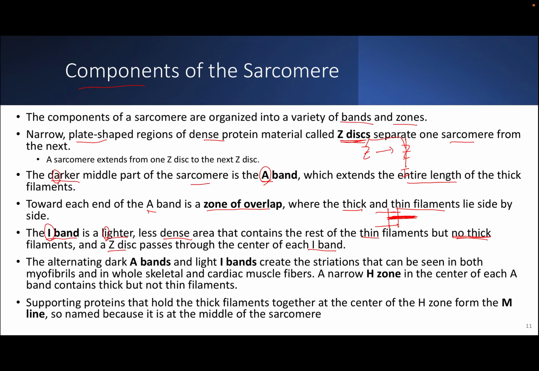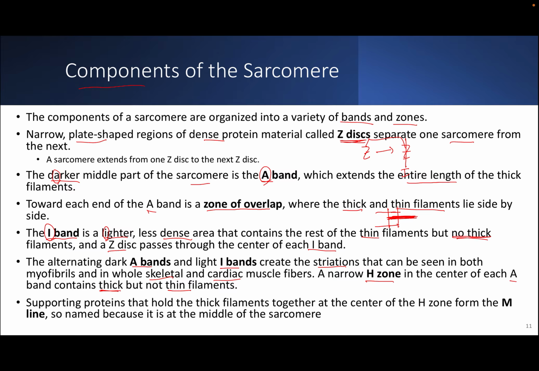Now, we're going to have this alternating pattern of I bands and A bands. So this dark A band, light I bands. And this is what's giving us that striated pattern that we're seeing within those myofibrils. This pattern is going to be the whole length of our myofibril, and we see this in skeletal and cardiac muscles. And it's actually visible under a light microscope. It's pretty cool. We're also going to have this narrow little H zone in the center of each A band, and this is where we're only going to have our thick filaments, no thin filaments.